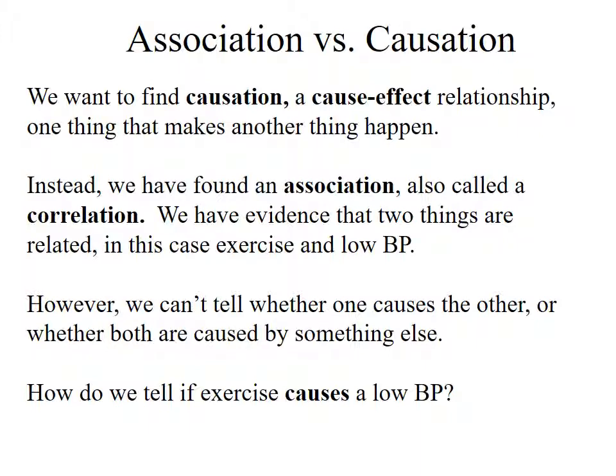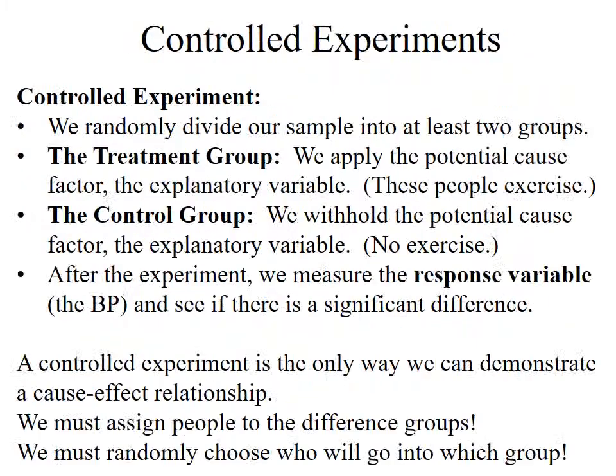Now, in this case, if exercise causes a low blood pressure, what I need to do is another type of study. I need to do a controlled experiment. In order to be a controlled experiment, I must randomly divide the sample into at least two groups, randomly choosing who goes into this group and who goes into that group.